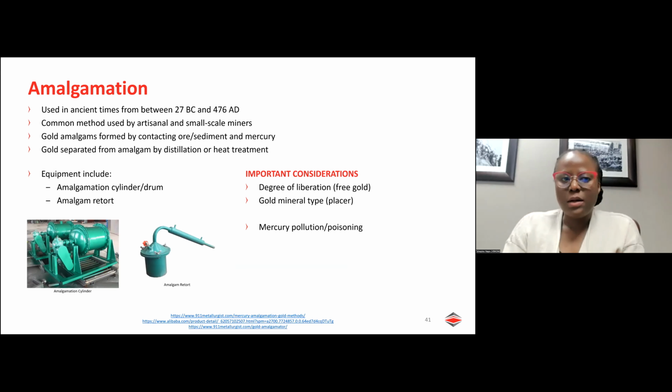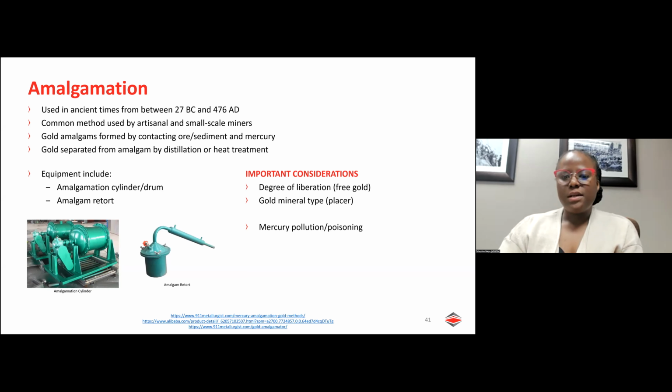Then onto gold amalgamation, which is a simple method of recovering gold. And this was basically a method that was used during ancient times. So this method is better suited for gold recovery in small scale alluvial mining operations. However, it is also a popular method that is used by illegal miners.